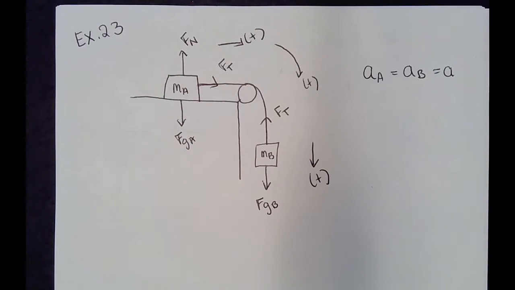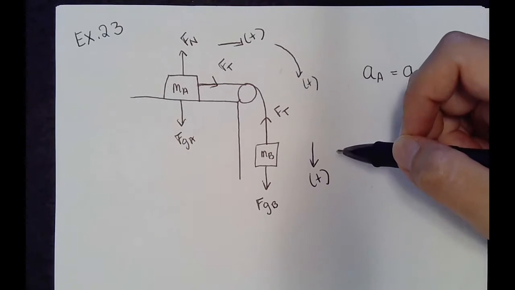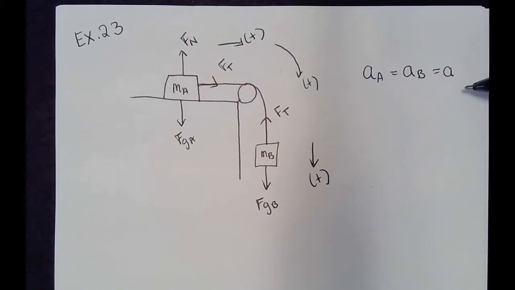Otherwise, we would have to worry about doing a two-dimensional problem and comparing the acceleration in each coordinate direction. So this is an easier way to do it. It's like when we used a new coordinate system for an incline, we can do that for connected objects too.